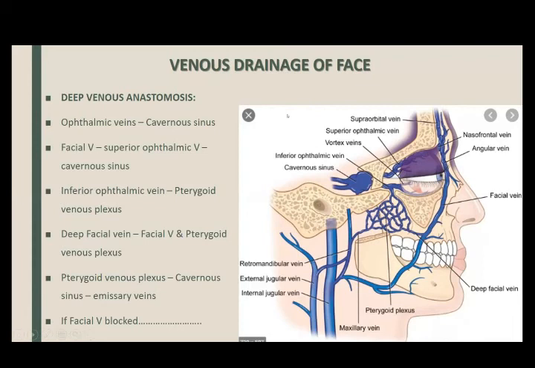Now please remember one thing: this deep venous anastomosis is extremely important. The danger area of the face is extremely important. From your examination point of view, there are very few questions, but this is a very common question. Okay?